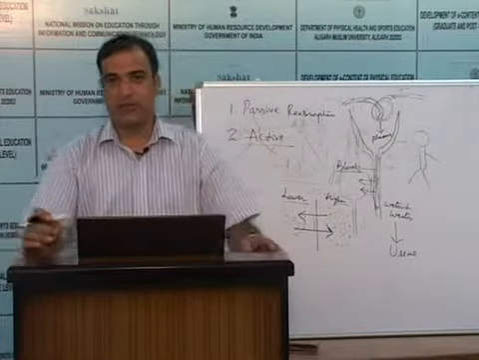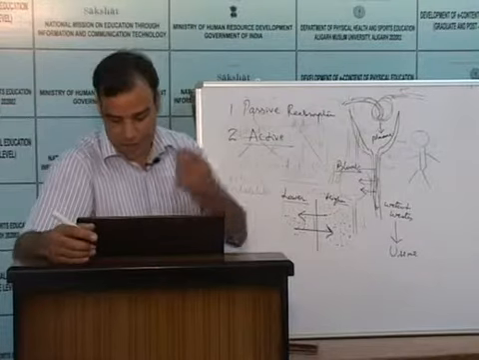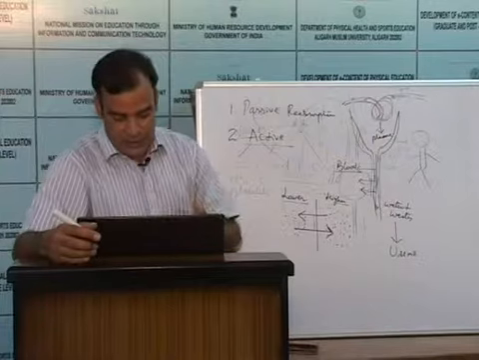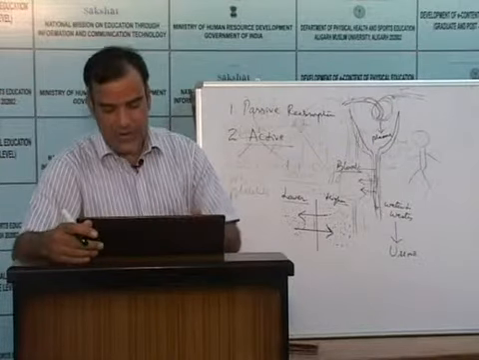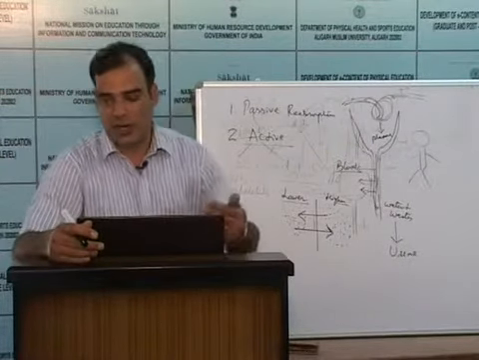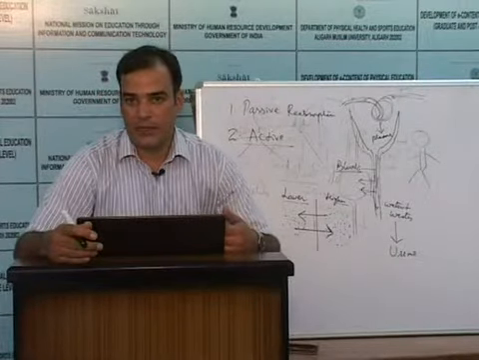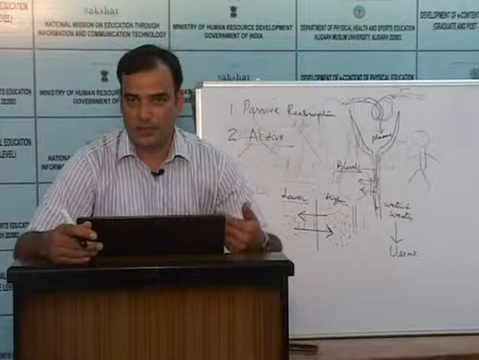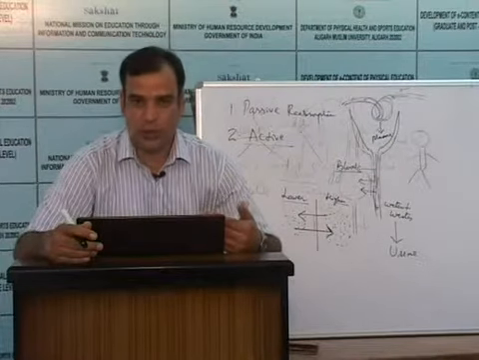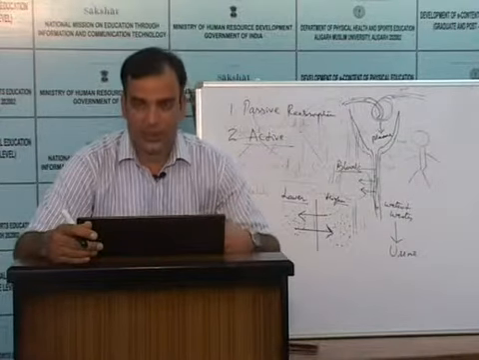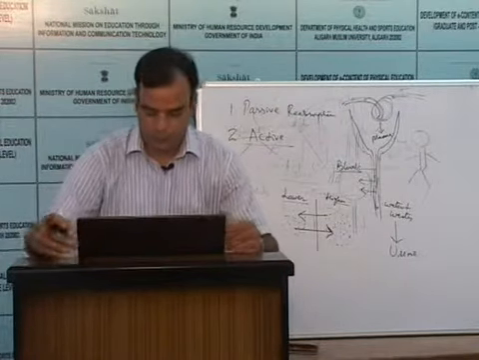Another substance which is very important for reabsorption is water. Water, you can see, is reabsorbed both from PCT and DCT. However, water is not reabsorbed in the loop of Henle, because the loop of Henle is impermeable to water. Only water can be reabsorbed from the proximal convoluted tubule and the distal convoluted tubule.